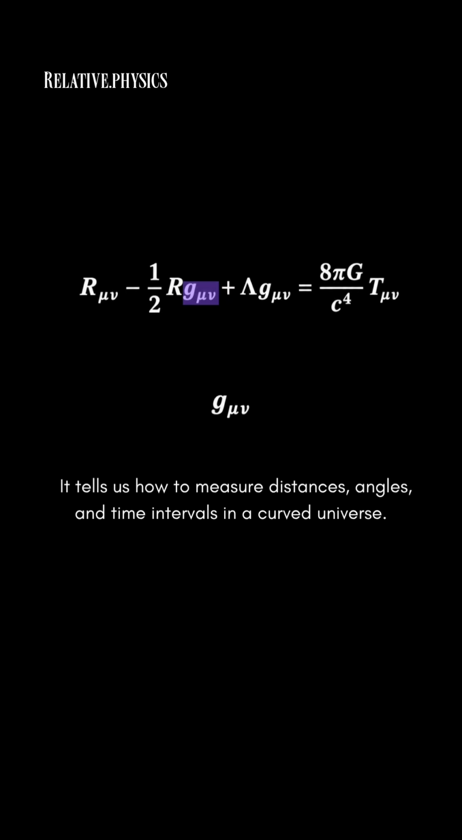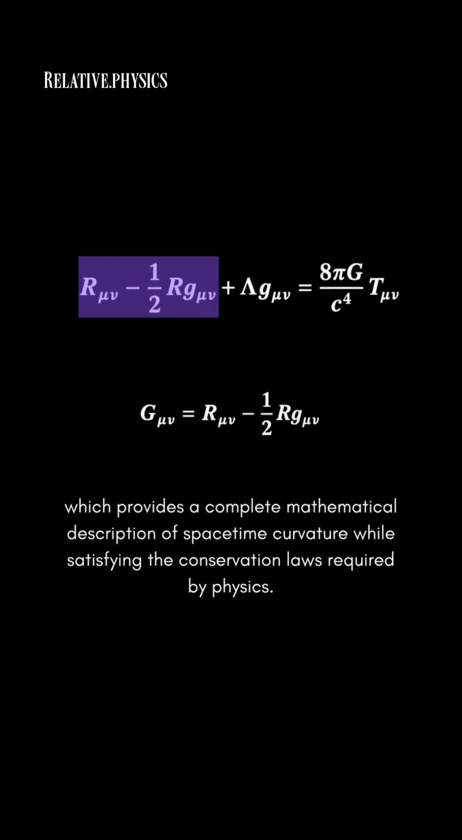The metric tensor defines the geometry of spacetime itself. It tells us how to measure distances, angles, and time intervals in a curved universe. The first two terms together form the Einstein tensor, which provides a complete mathematical description of spacetime curvature while satisfying the conservation laws required by physics.